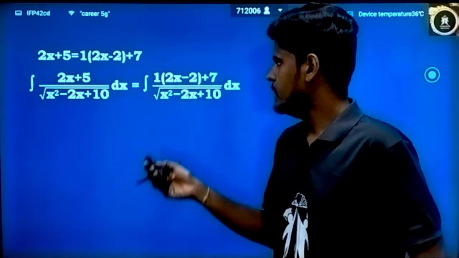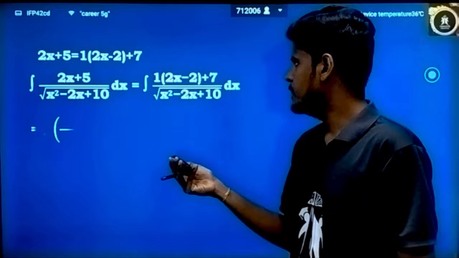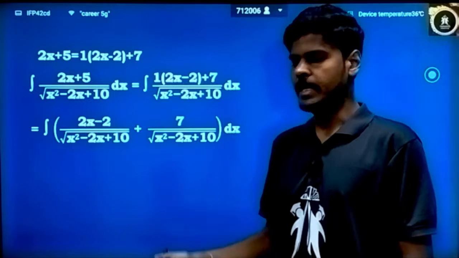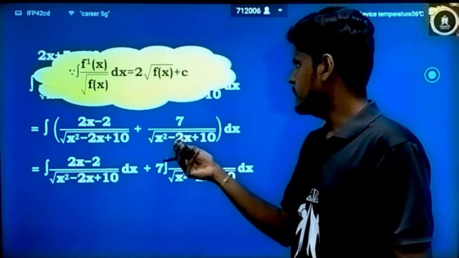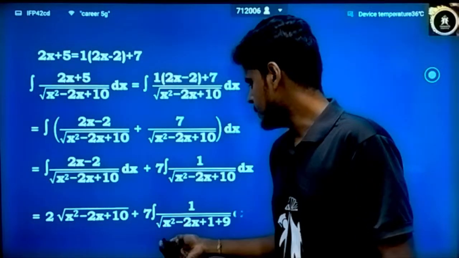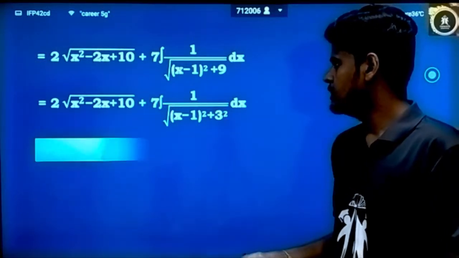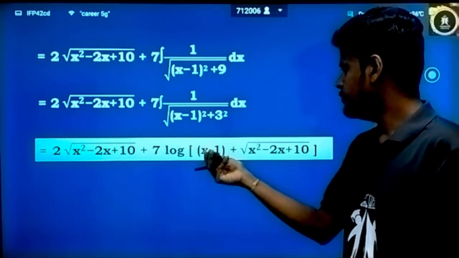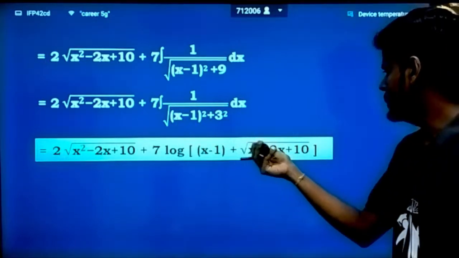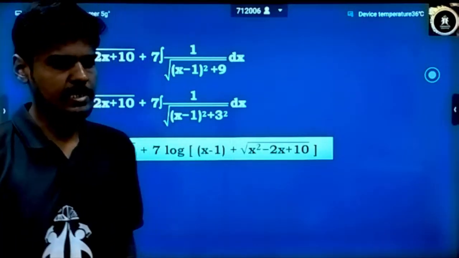Next we have to write this integral in terms of the values we have found. The numerator should be expressed as given, and then we split into separate integrals. The first integral is of the form dt by root t, that is 2 root t, and the second integral is of the form dx by root of x square plus a square. So what is the integral value for this? Plus 7 into log of x plus square root of x square plus a square, that is, in place of x we have x minus 1, so it is x minus 1 plus square root of the value we have already found, x square minus 2x plus 10.